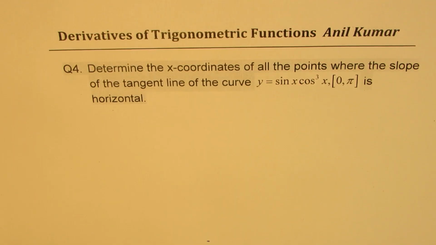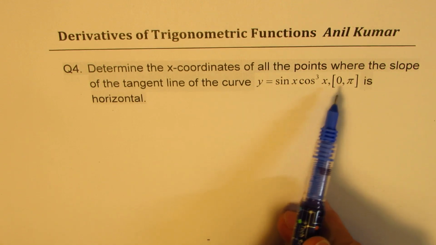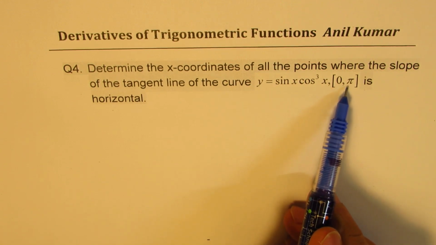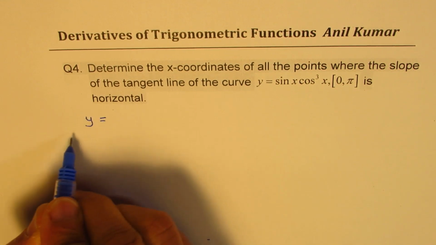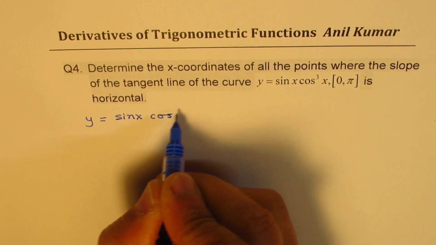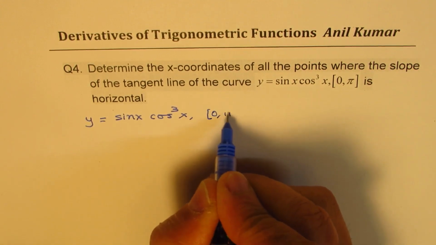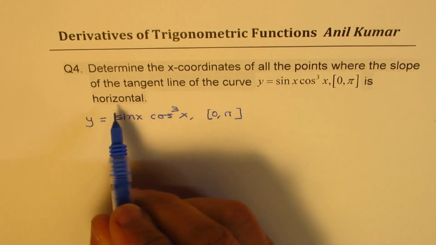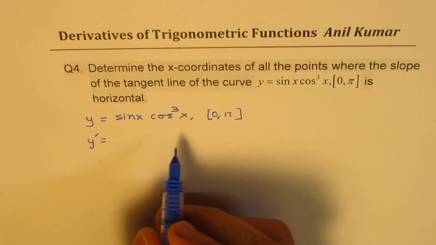Question number 4. Determine the x coordinates of all the points where the slope of the tangent line to the given curve in the interval 0 to pi is horizontal. So we are given the function y equals sine x cos cube x in the interval 0 to pi. So horizontal means the derivative should be 0, right? So let's find the derivative first.